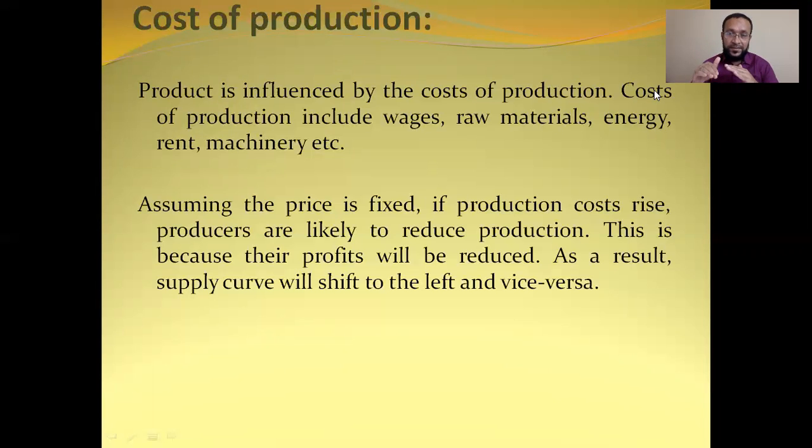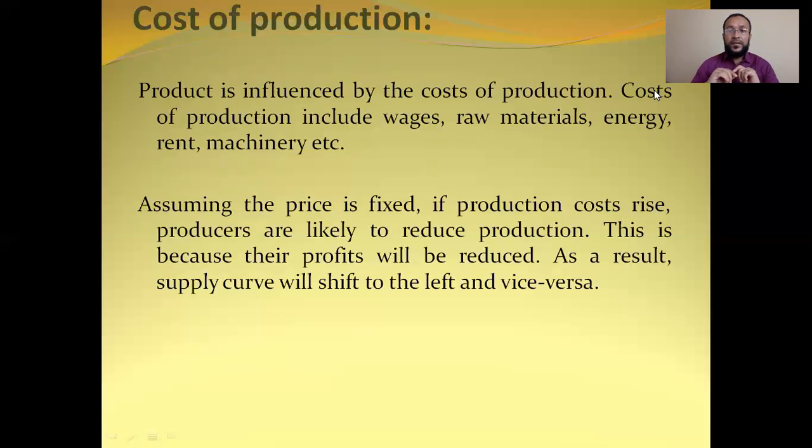If these factors increase, for example, if wages of the workers increase, price of raw materials increases, price of energy increases, rent increases, price of machinery increases, interest rate increases, then these factors will increase the total cost of production. So average cost of production per unit will increase. As a result, since cost is rising and we are assuming that price is fixed, the increased cost will lead to a reduction in the profitability of the firm, so they'll produce less. Eventually supply will fall and the supply curve will shift to the left.